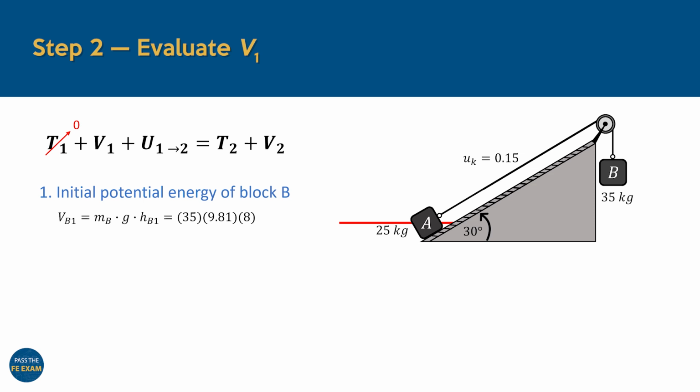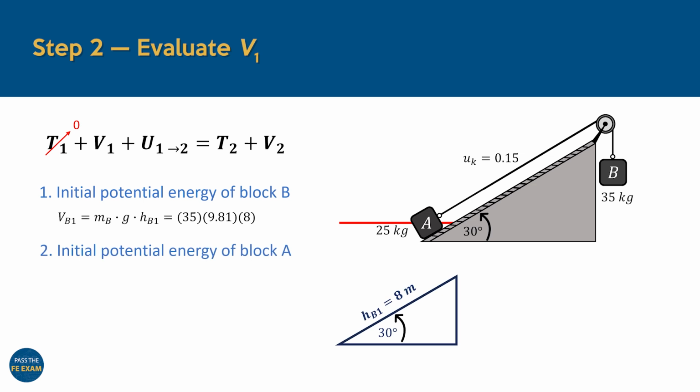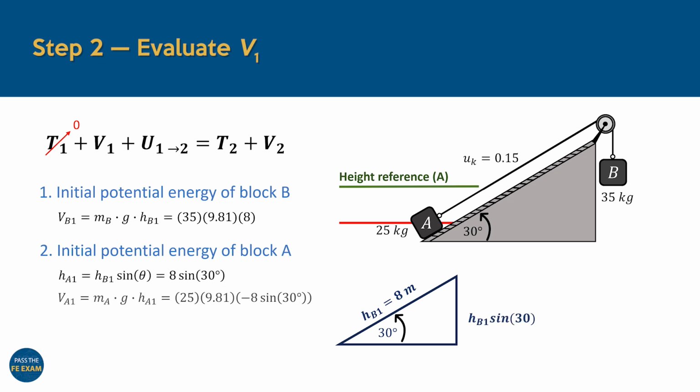We can use a similar approach to determine the relative height of block A. Since blocks A and B are connected by a rope, we know that when block B moves 8 meters downward, block A must also move 8 meters, but along the incline. However, for gravitational potential energy, we only care about block A's vertical displacement. And to calculate this, we'll use trigonometry. Since the incline is at an angle of 30 degrees, the vertical height block A moves is given by h = 8 sin θ, or 8 sin 30. As with block B, we can use this height as our reference point.